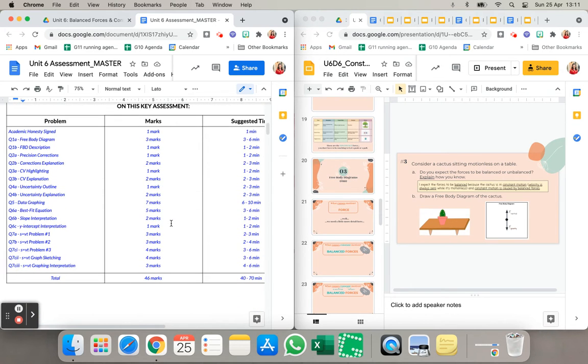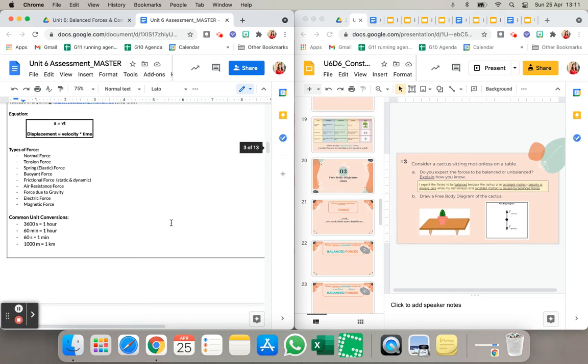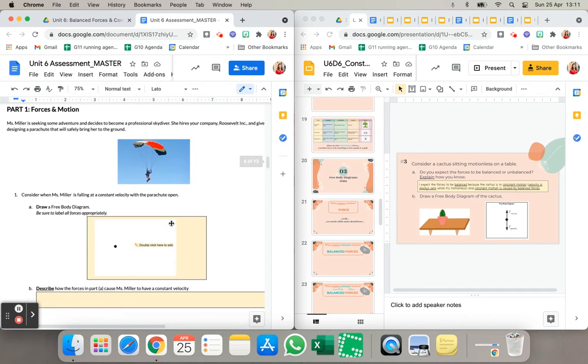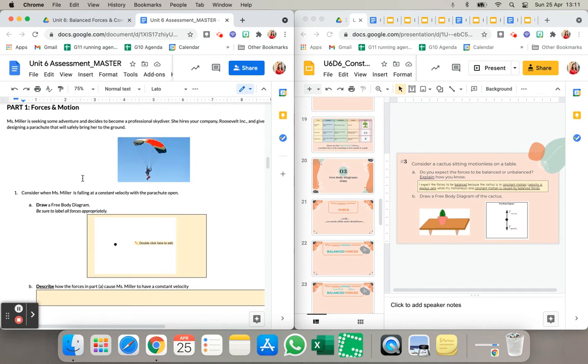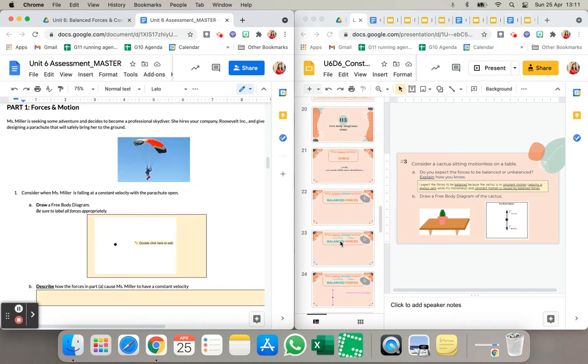All right, so I'm going to work through question by question. Let's get started with part 1, Forces in Motion, part 1A. 1A asks you to draw a free body diagram. Well, where did we see free body diagrams in class? We saw it on Unit 6, Day 6. We talked about free body diagrams.